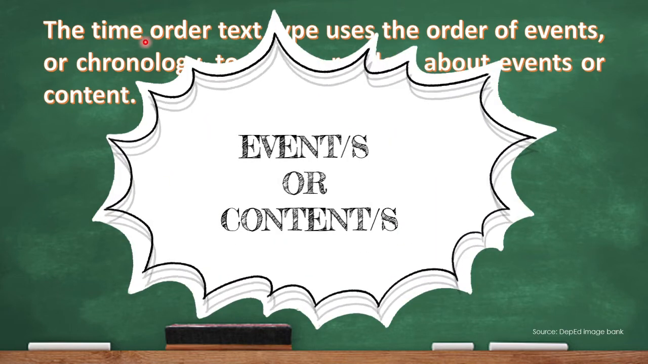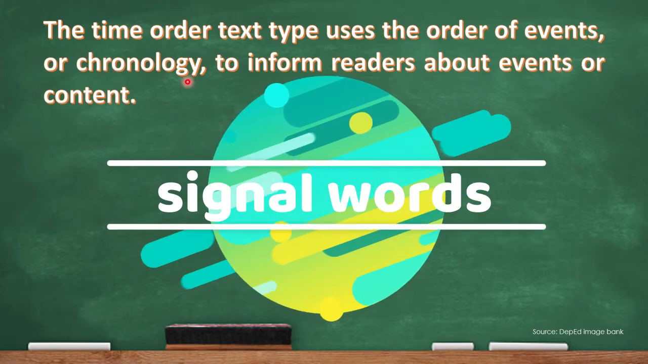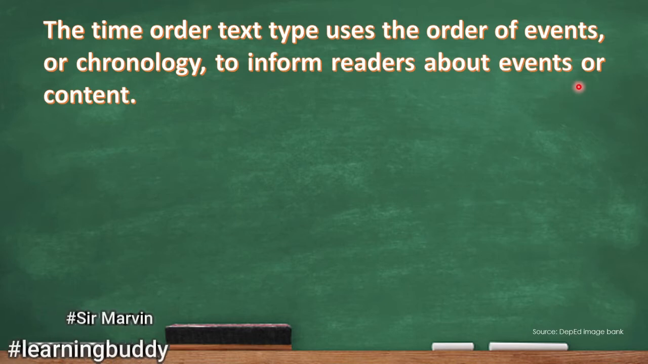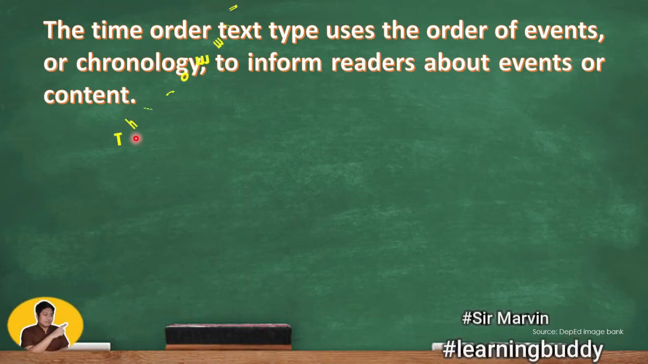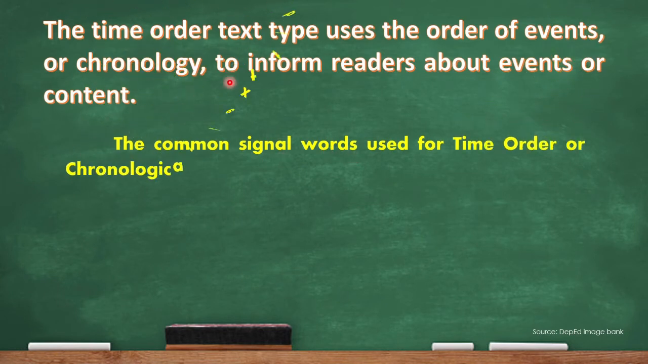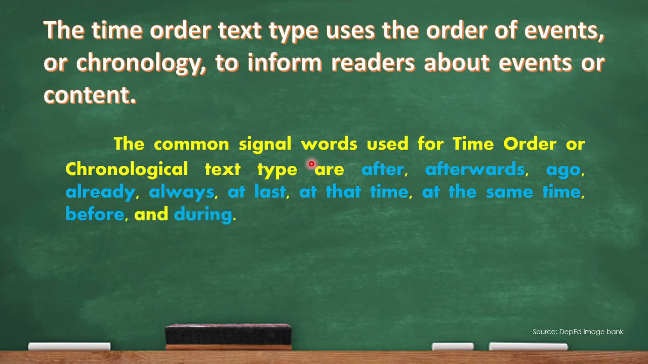Alright, let's proceed. The common signal words, of course, this text type is also going to use signal words. But this time, this is different from the signal words that we have used from the previous discussions or topics. The common signal words used for time order or chronological text type are after, afterwards, ago, already, always, at last, at that time, at the same time, before, and during.